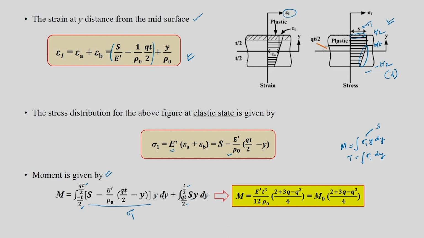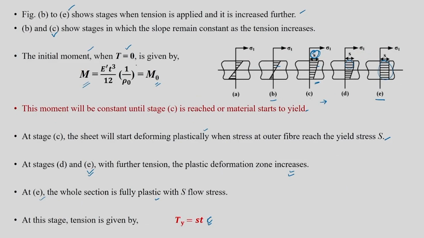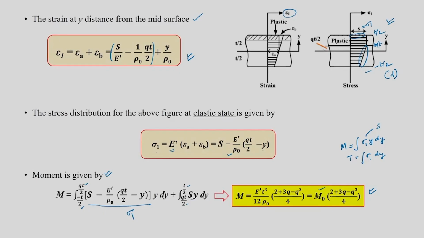So, you can simplify this and finally you will see that your M is nothing but M naught, which we already evaluated. M naught is this one: E dash t cube by 12 into 1 by rho naught. M is M naught into (2 plus 3q minus q cube) divided by 4. This is what you will get as M.